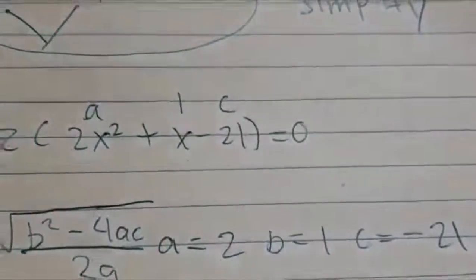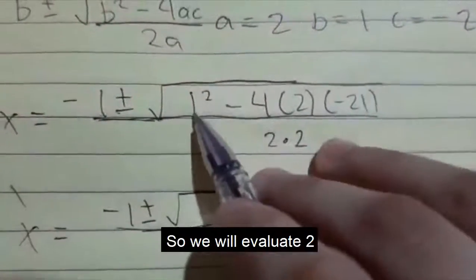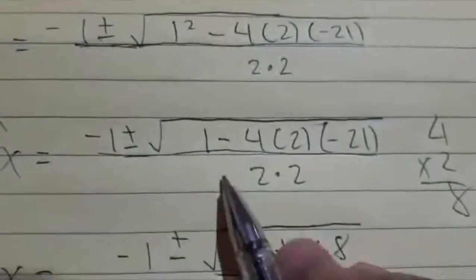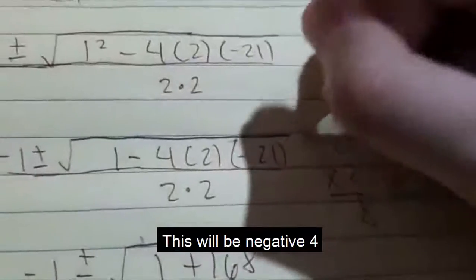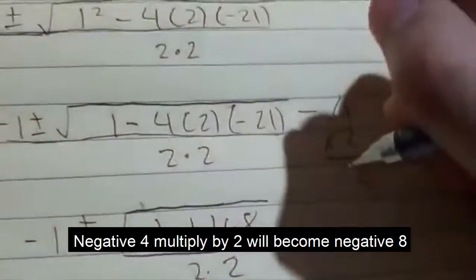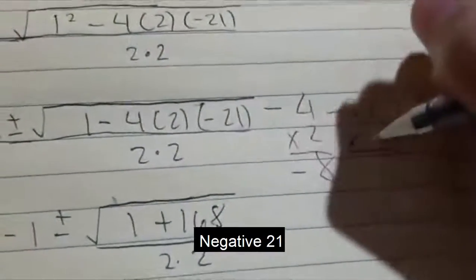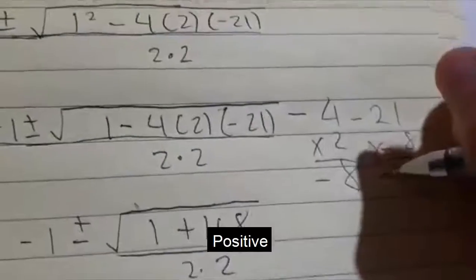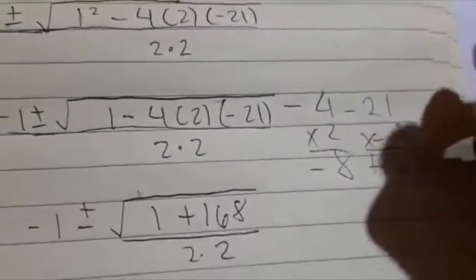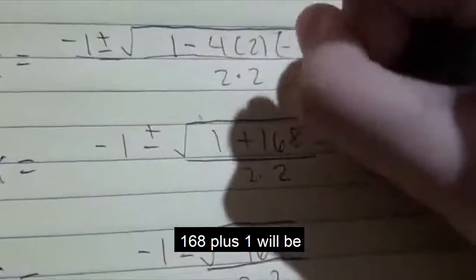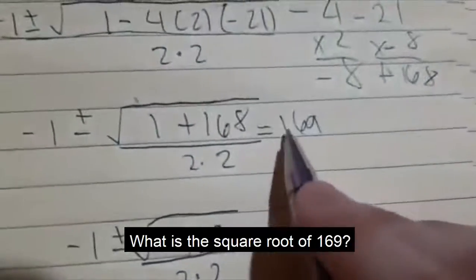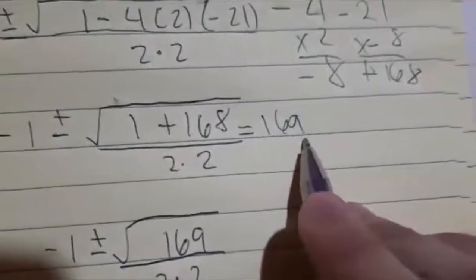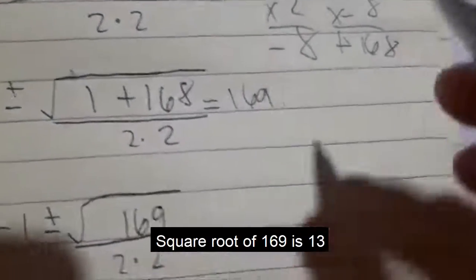C. So we will evaluate 2. So it'll be 1. Then we have 2 times negative 4 times 2. So this will be negative 4. Negative 4 times 2 will be negative 8. Negative 21 times negative 8 will be positive 168. 168 plus 1 will be 169. What is the square root of 169? The square root of 169 is 13.